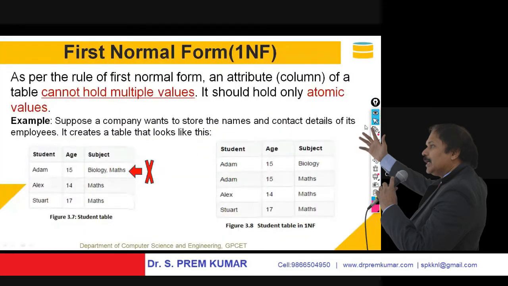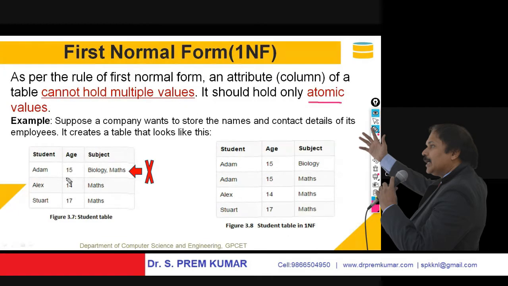First normal form, we will have a discussion on first normal form. In the first normal form, the data should be atomic in nature. This is a very important point to be noticed. As per the rule of first normal form, an attribute of a table cannot hold multiple values.